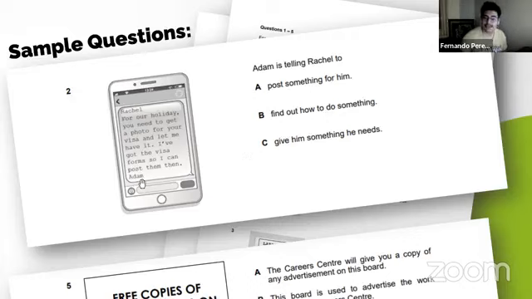Adam is processing a visa. How do you know that? Because he's got the visa forms. When Adam says, I've got the visa forms, it means that I am processing the visa for Rachel. And I need to get a photo for your visa. Therefore, the answer is letter C. Adam needs Rachel to give him something he needs for the visa. Do you get it?